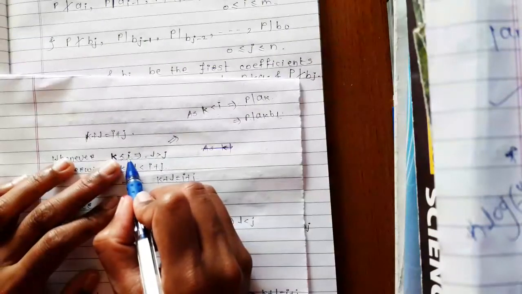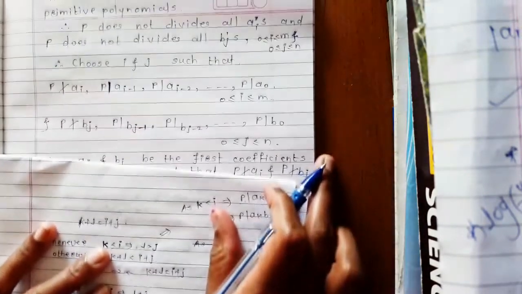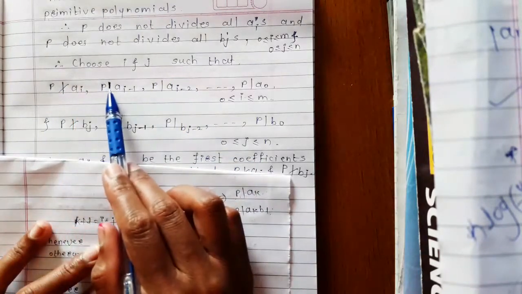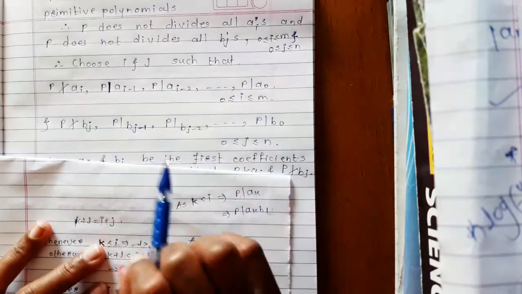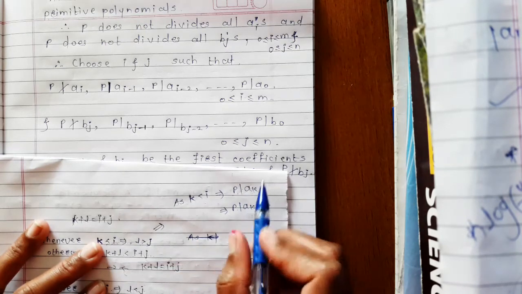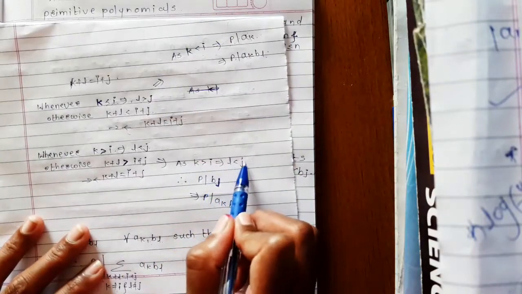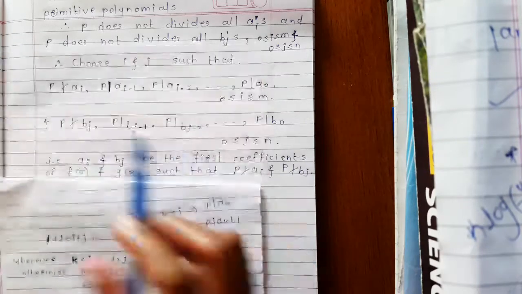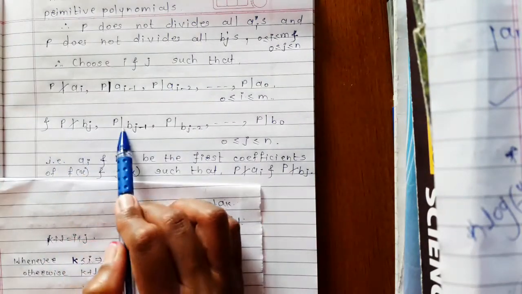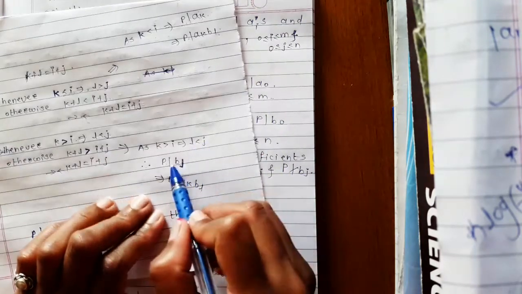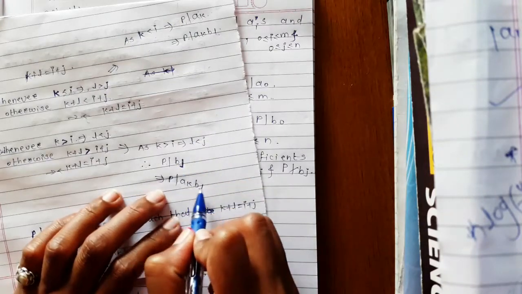Now, whenever k is less than i, then p divides ak. This is because of the choice of i, because here p does not divide ai, p divides ai minus 1, p divides ai minus 2, up to p divides a naught. Therefore, for k less than i, p divides ak, and p divides ak implies p divides ak into bl. Now, k greater than i implies l is less than j. Therefore, p divides bl. This is because of the choice of j. Because here p does not divide bj, p divides bj minus 1, p divides bj minus 2, up to p divides b naught. Therefore, for l less than j, p divides bl, and thus p divides ak into bl.